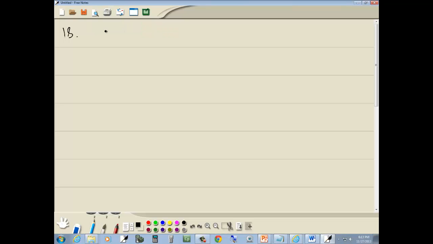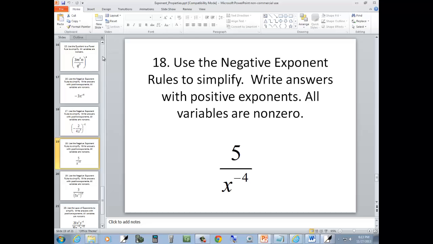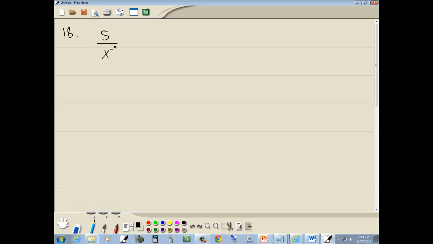We got 5 over x to the negative 4. Now again, we do not like negative exponents. We want to get rid of them. So this x to the negative 4, I'm going to move that up on top. When I move it up on top, it becomes x to the positive 4. And then I'll put a placeholder of 1 down below. But 5x to the 4th over 1 just gives you 5x to the 4th. And that's your answer.